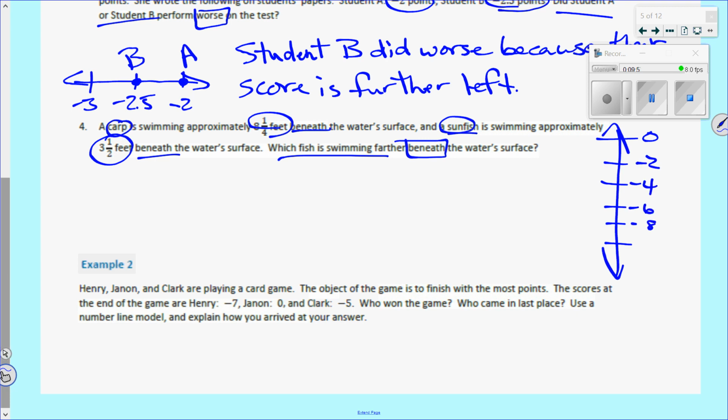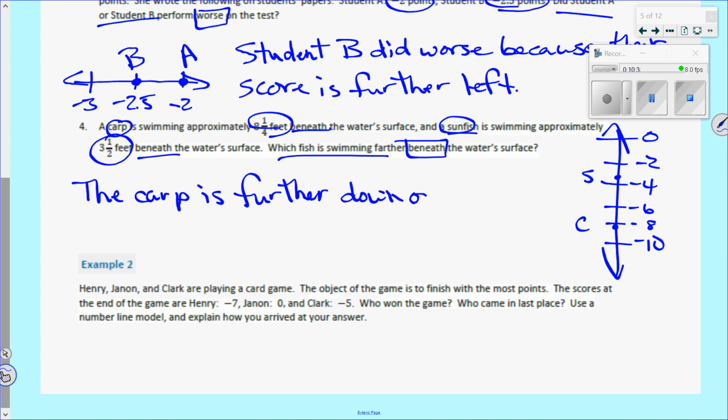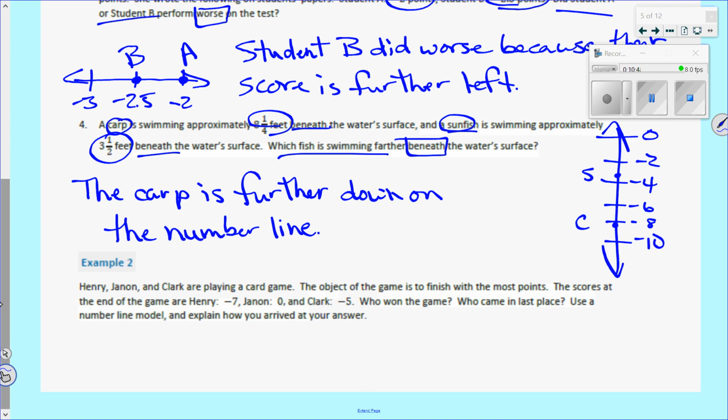And the first one we had was the carp at negative 8 1/4, meaning just a little bit past the negative 8 is going to be the carp. The sunfish at negative 3 1/2 is going to be about 3/4 of the way down here because I have an interval of 2. So which fish is further beneath the water surface? Why? Because it's more downward than the sunfish. Carp is further down on the number line. Or because its negative elevation is greater than the sunfish. Okay? It gets a little harder when you try to rephrase it other than just put in reference to the number line, right? Yeah. That's why the number line makes it easy, guys.